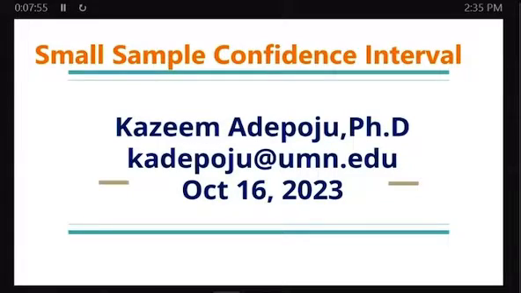And before I go into what I want to walk you through today, because we want to talk about small sample confidence interval, we've got situations where we've got no choice other than to go with a small sample size. And of course, we also have situations where we're going to go with a large sample size.